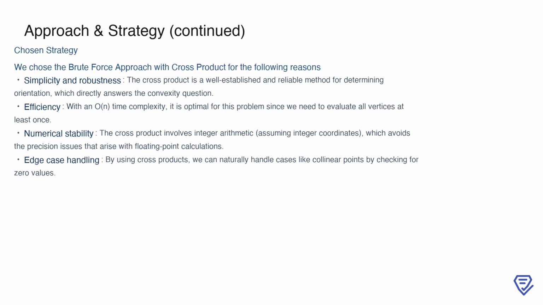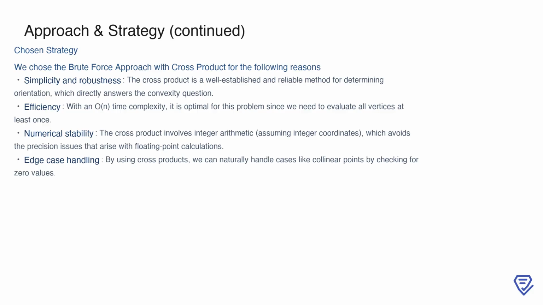After evaluating the different methods, we chose the brute force approach using the cross-product for several reasons. First, it is simple and robust, leveraging a fundamental and reliable geometric principle to directly determine convexity. Second, the time complexity of O(n) is optimal for this problem, as we need to evaluate all vertices at least once regardless of the approach.